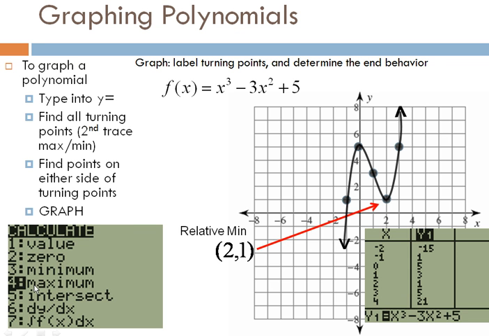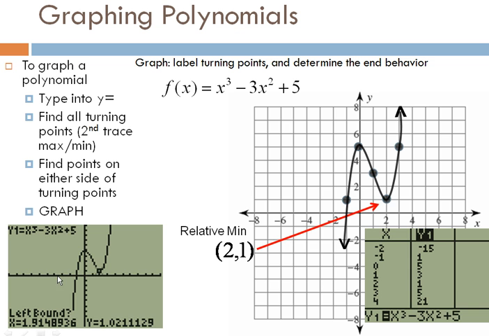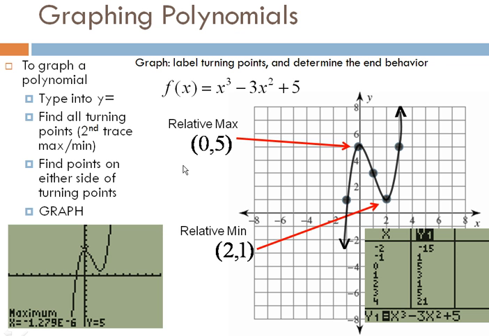And then finding the maximum, we hit second trace, and then 4, which is the maximum. Move that cursor to the left of the relative maximum, hit enter. Move that cursor to the right. If it says right bound of the maximum, hit enter. And then when it says guess, again, just place it as close as you can to that maximum. And you see here, relative maximum at 0.5. And again, this is scientific notation, so we can accept that as 0. So 0.5 is a relative maximum. Okay?